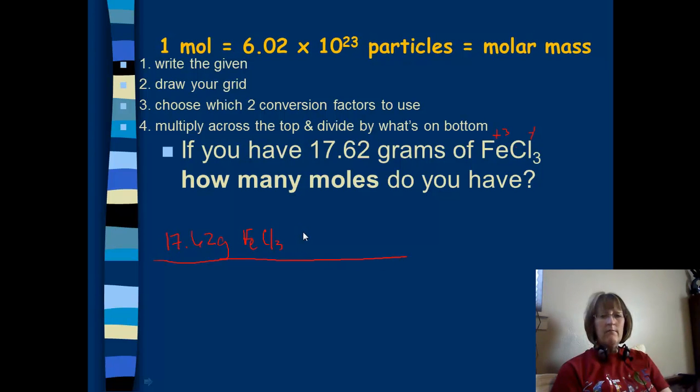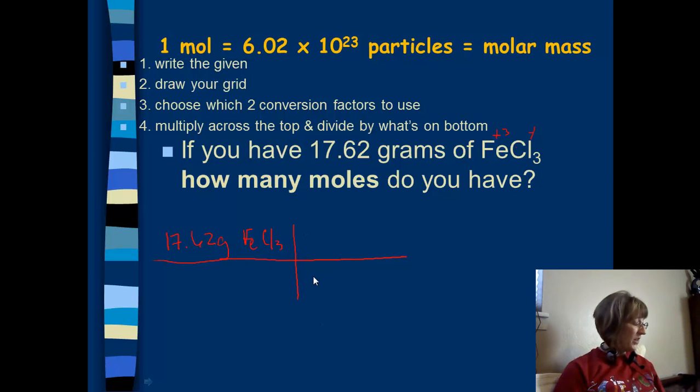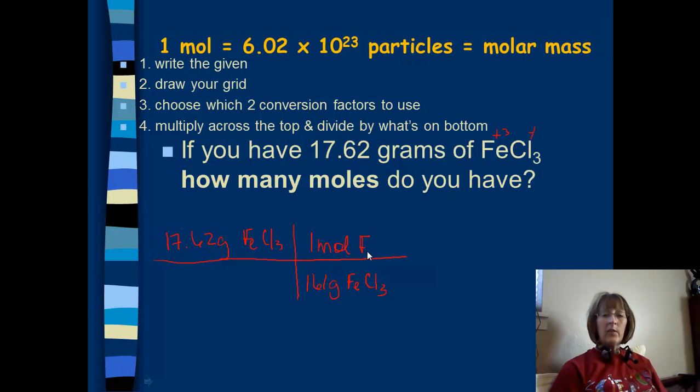Second, draw your grid. Third, choose your units. You're going to choose your conversion factors. And I've got grams here, so I look on my periodic table. There's 1 iron and 3 chlorines. If I can find that, there it is. Looks like it's 161 grams of iron 3 chloride. And it's asking me for moles, so it's got to be 1 mole. 1 mole of iron 3 chloride is equal to 161 grams of iron 3 chloride. Multiply across the top, divide by what's on the bottom.